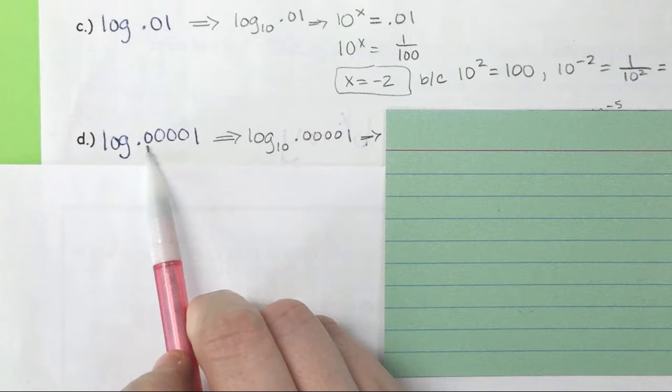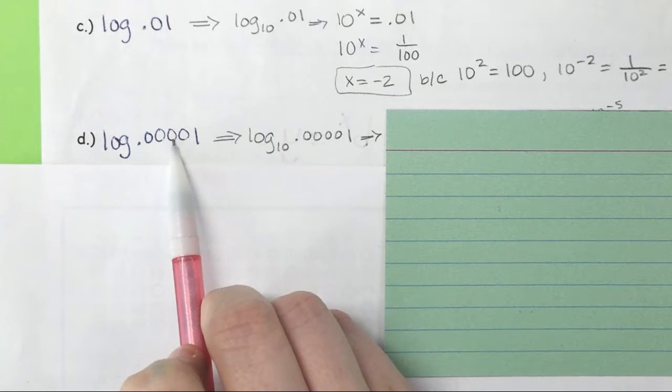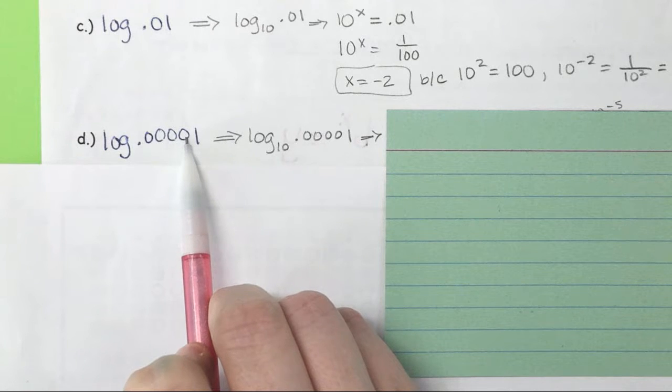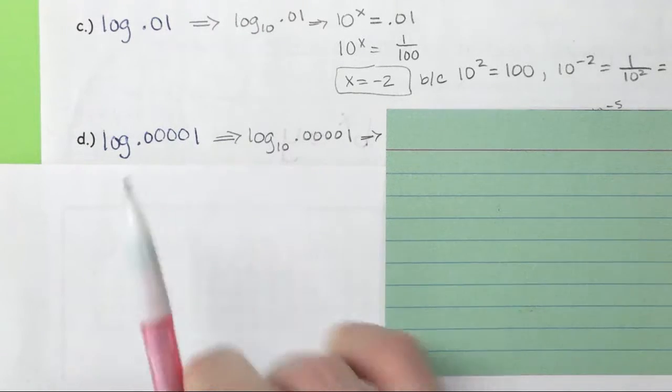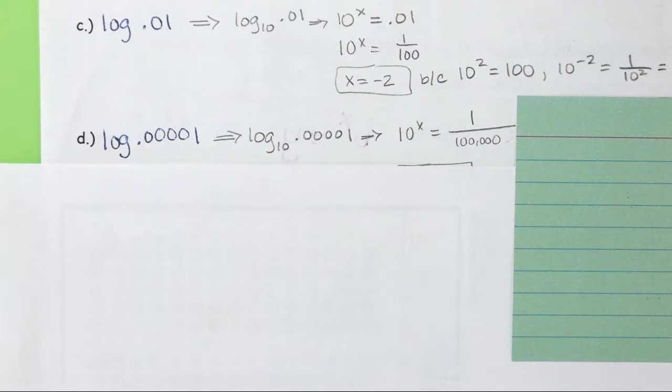So this is the tenths. What is this place? And then the 10,000s? 100,000. Okay, so yeah. So it is 1 over 100,000.